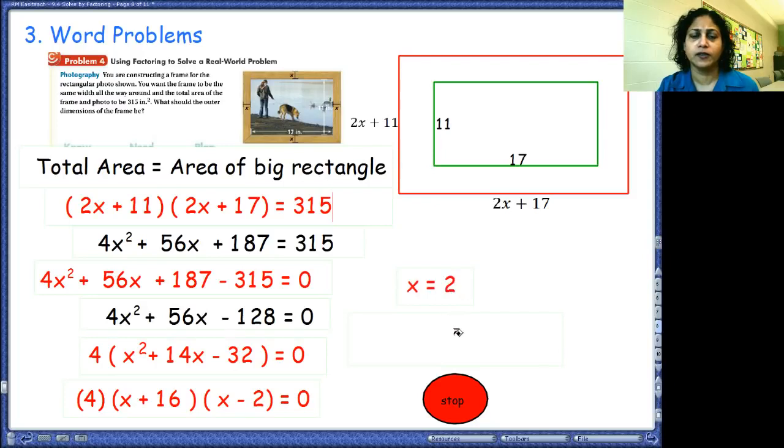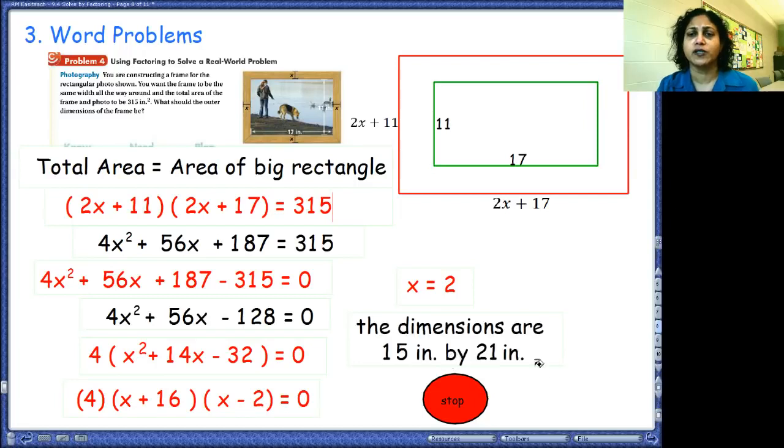It turns out that the only number that works here is x is equal to 2, because x plus 16 would give us a negative 16, and that cannot work. So x is equal to 2. Therefore the dimensions are increased by 2 on each side, all 4 sides. So the dimensions are 15 by 21 inches. And that is it for today. Goodbye.